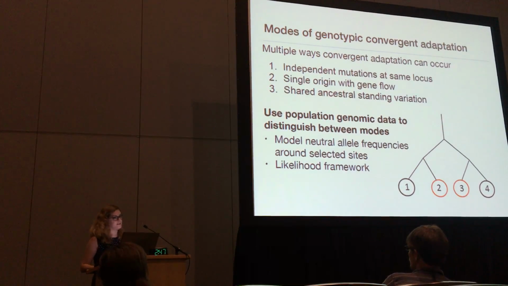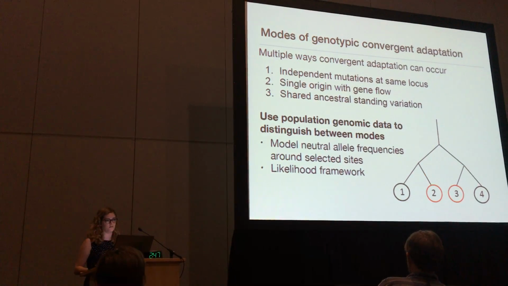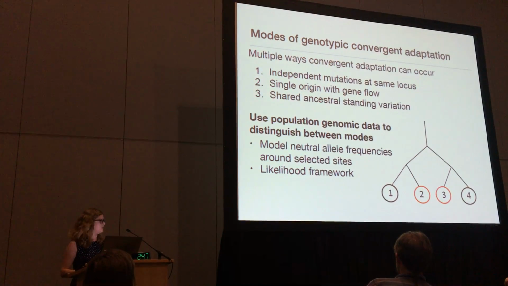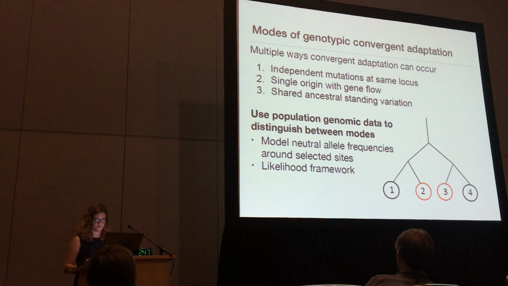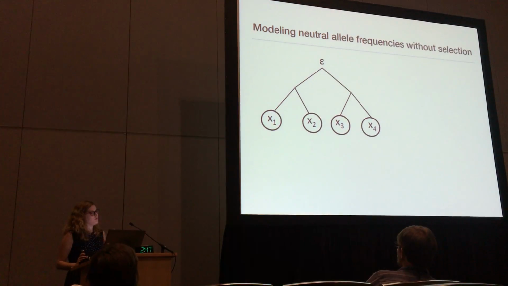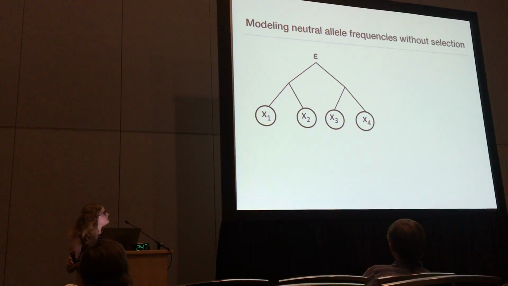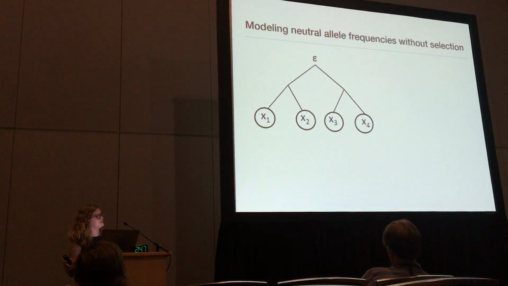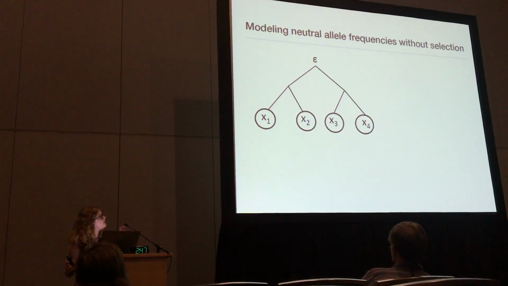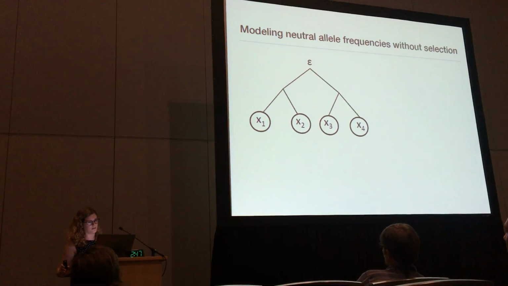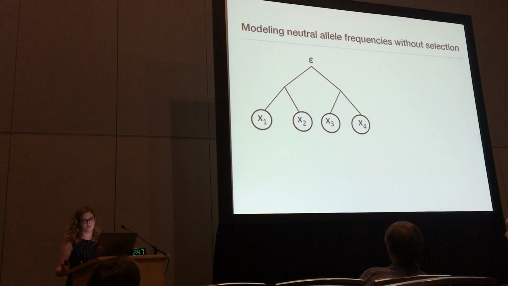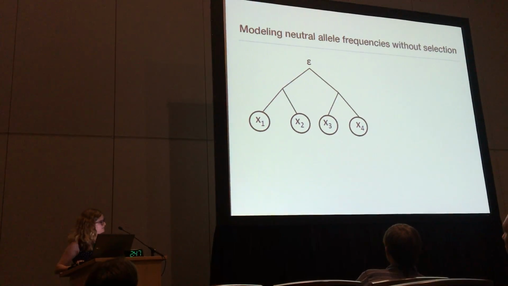So what I'm going to present today is a way to model neutral allele frequencies around repeatedly selected sites and put this into a likelihood framework to distinguish between these modes. But before I incorporate selection, I need to set up how neutral allele frequencies look under a model of drift alone. So going back to our four populations, now at a single neutral locus, we have present-day allele frequencies x1 through x4, and they're derived from some ancestral population where the allele frequency is epsilon.